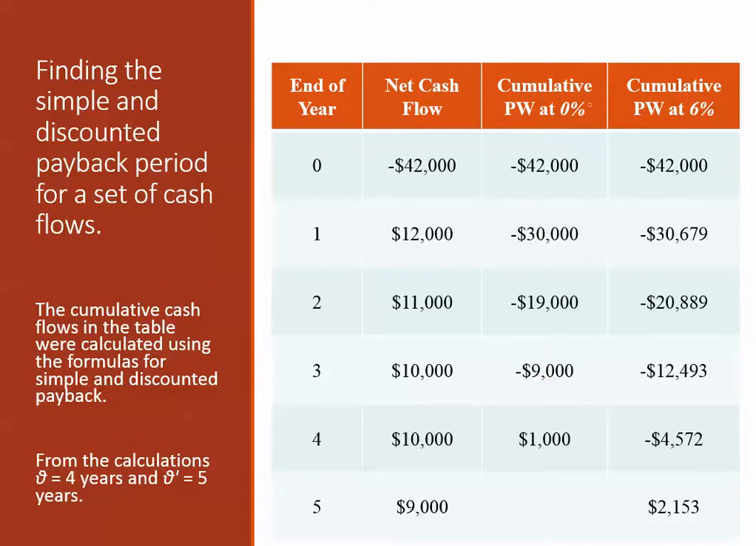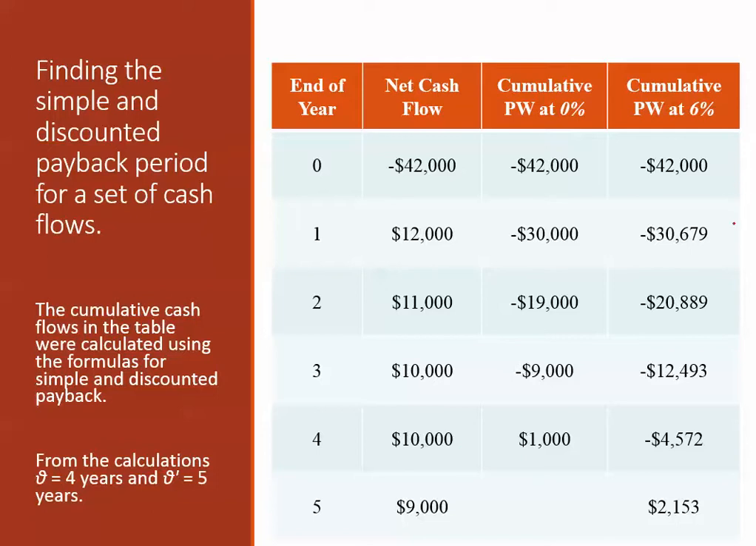However, I could also have another column here where I get the present worth of each one of these cash flows, and then I get the cumulative amount here. So if we go down here, when am I going to recover my 42,000? By the end of year 1, we'll have negative 30, then negative 19, then negative 9, and by the end of year 4, we will have gotten back our money. So theta here is equal to 4.